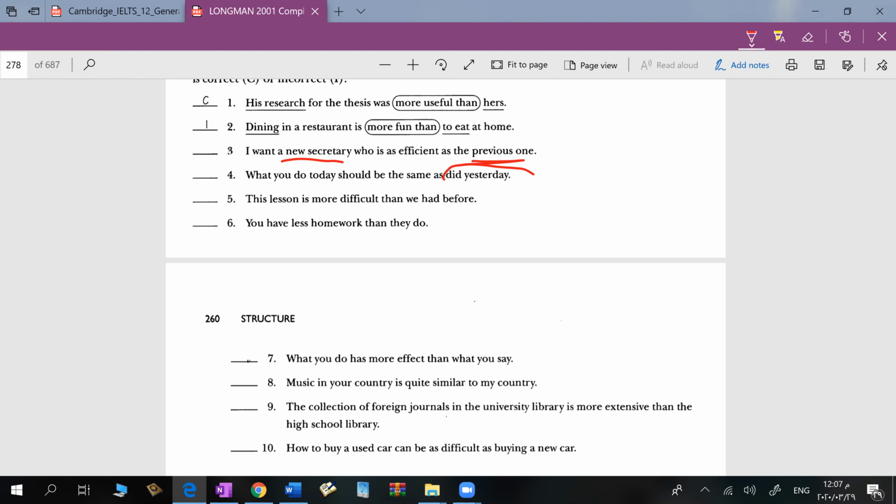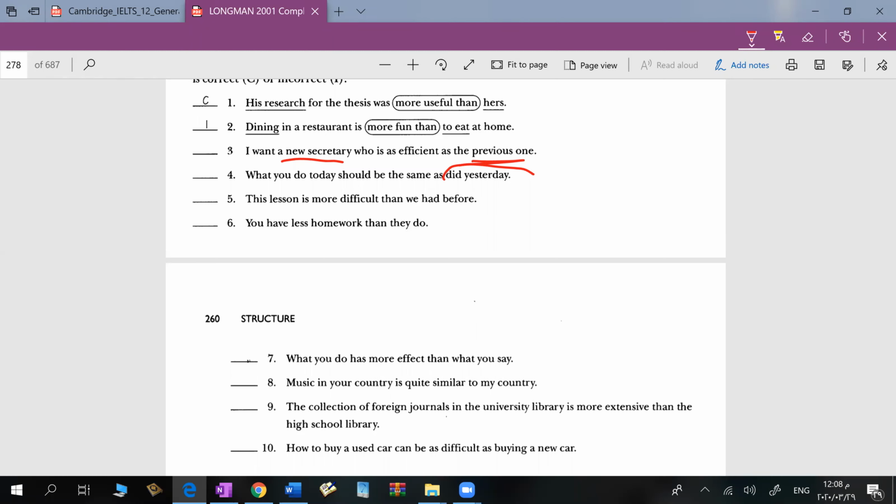Yes, very good. This lesson is more difficult than we had before. This lesson is more difficult than the lesson. Correct. Than the lesson that we had. Yes, the lesson that we had. This lesson, we have here subject, verb, and we need a connector. Then the one that we had. Then the lesson that we had before.